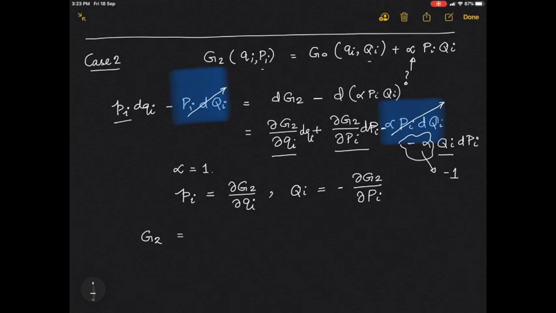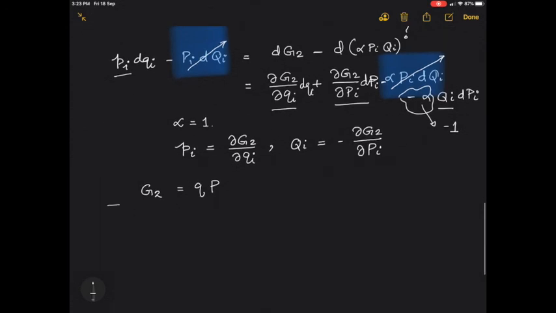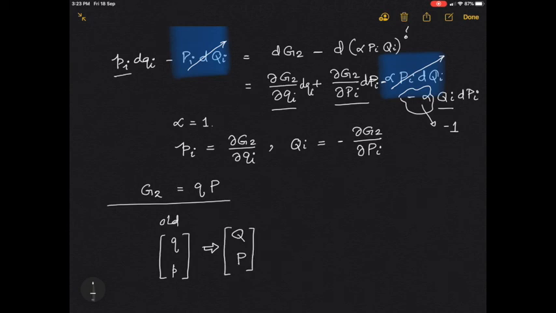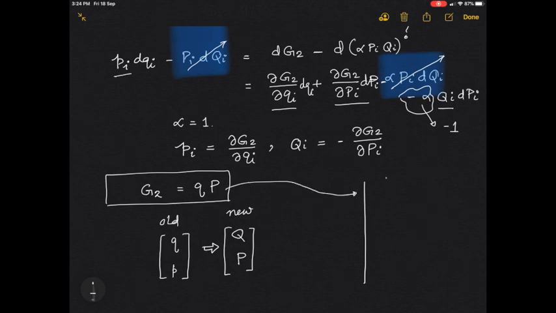And let us again take the most trivial example for G2. We take G2 equals small q times capital P, exactly what I did before. Because it's a function of q and P, I just take the trivial example of this. And remember that what I have is my old coordinates, q's and p's. I have only one of them for the time being, which are transferred to the new coordinates, which are capital Q and capital P. These are my new ones. And I want to write down the new ones in terms of the old ones using these relations for this particular G2.